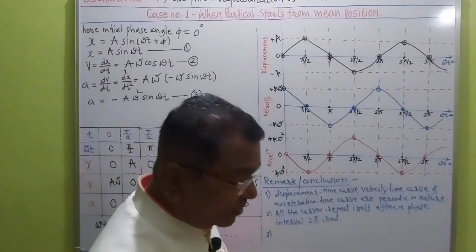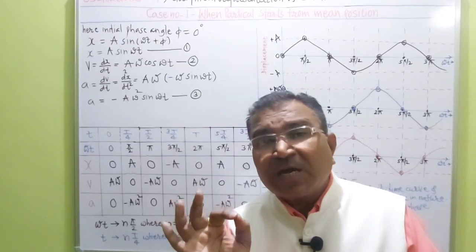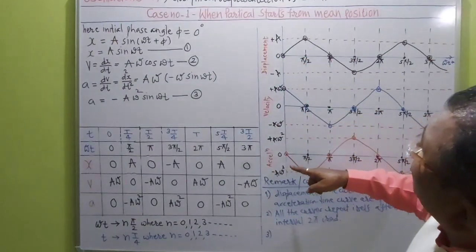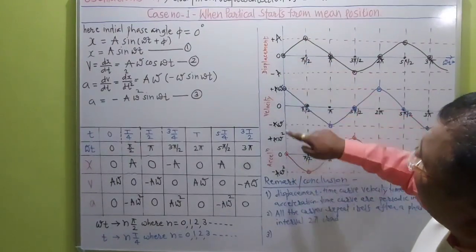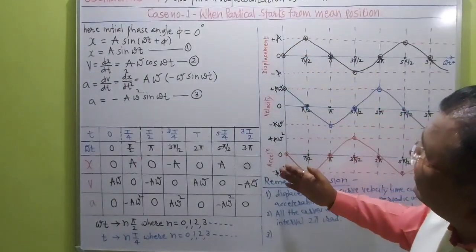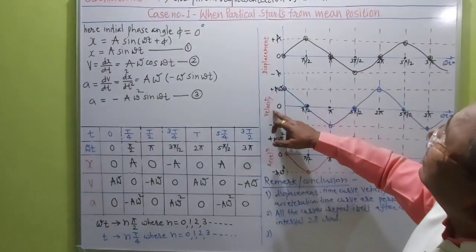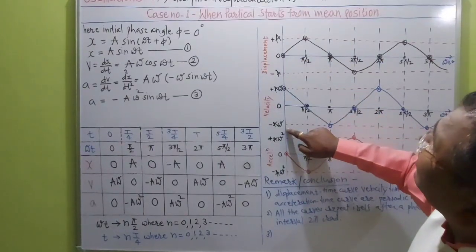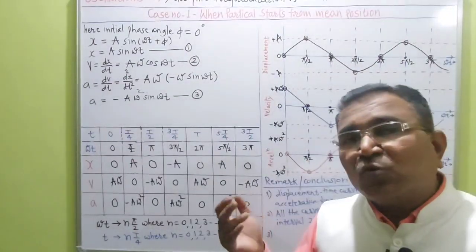What is the third conclusion? The curve which starts from origin, we call it a sine curve. Which curves start from origin? Two curves, displacement time curve and acceleration time curve. So displacement time curve and acceleration time curve are sine curves, while velocity curve starts from extreme position, positive extreme position or negative extreme position. If they start from positive extreme or negative extreme, that curve we call a cosine curve.